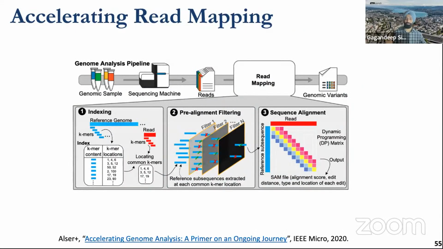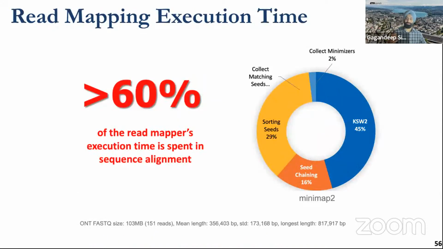If you look into read mapping, there are three main steps. First is indexing, second is pre-alignment filtering, and the third is sequence alignment. And for each step, there are many different kinds of approaches which you can use. But in essence, 60% of the time of read mapping is spent on the last step, the dynamic programming step, because it's computationally quite intensive.